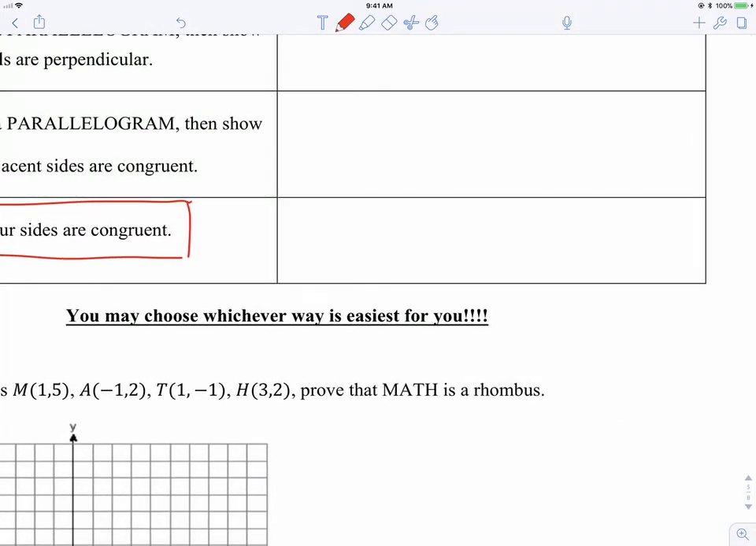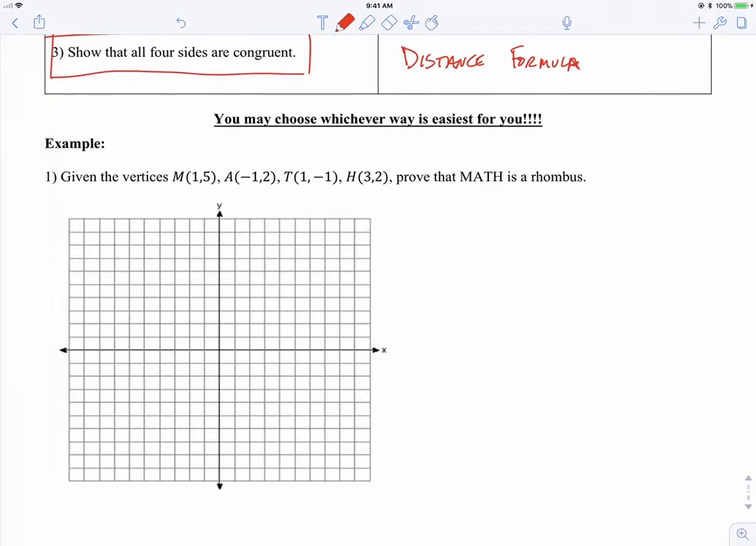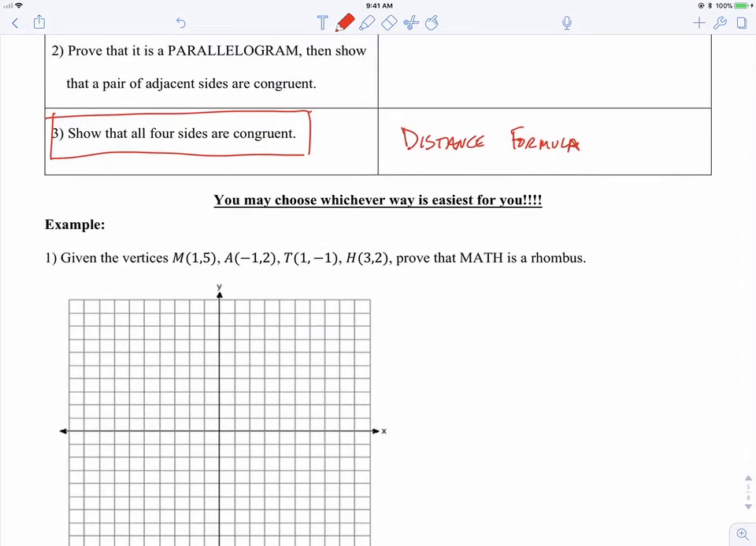How do we show a side is congruent? This is where we're going to now use the distance formula. Distance formula shows congruent sides and a congruent length. Right? Slope just shows you if they're parallel or if they're perpendicular. Distance formula shows you sides are congruent. So let's do this. And of course, what we're showing is they all have the same distance.